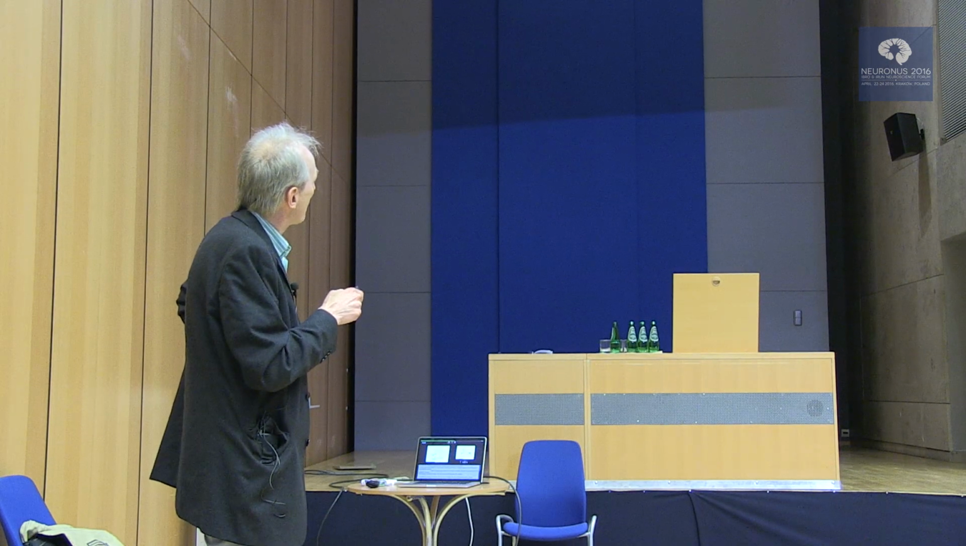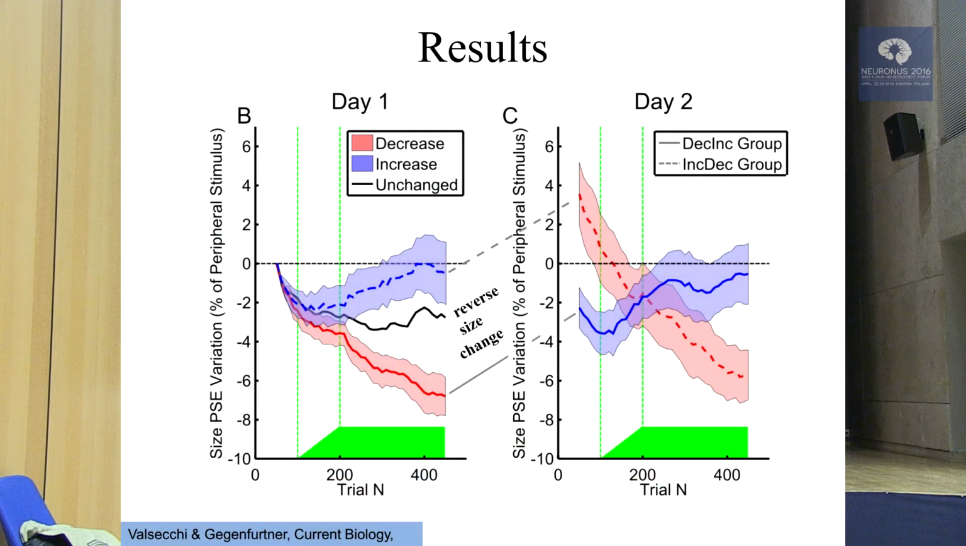This was after 400 trials, and we had our observers come back on the next day, and then we reversed the size change. The group that used to be in the decrease group now got the size increase, and the other group got the decrease. And basically the effects also reversed. But a really interesting thing happens here, which basically means that the transsaccadic size change the observers learned on the first day was still present when they came back into the laboratory on the second day.